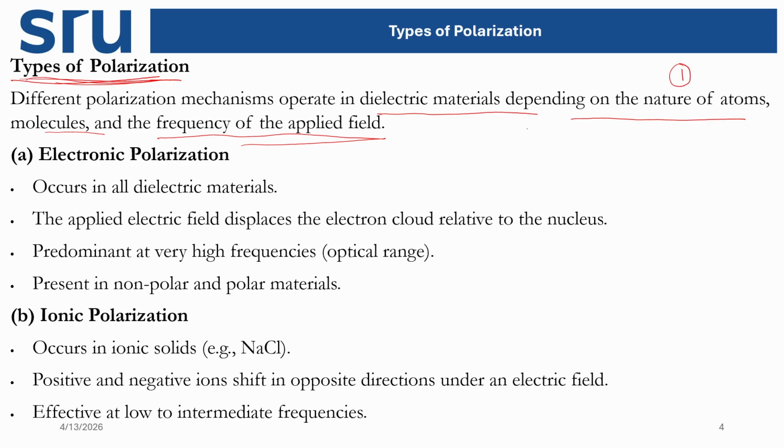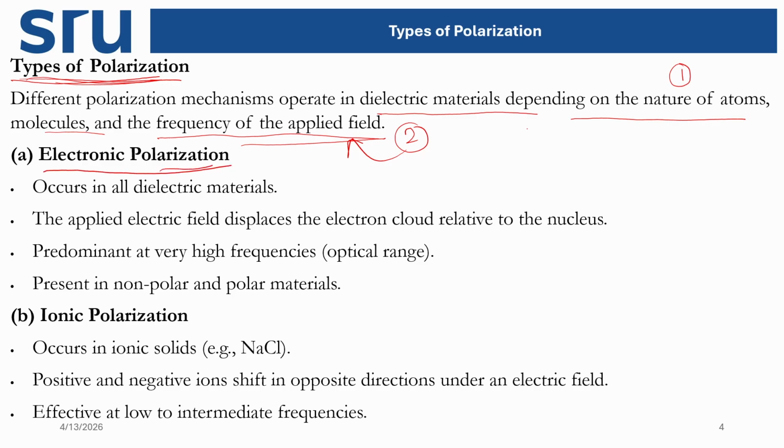One is about the materials: which materials we are going to use, and how the atoms or molecules inside the compounds are arranged, the structure of the materials. This is a property related to the material. Second, outside we apply a field, and the frequency of that applied field matters. So polarization can vary in two ways: which material we choose, and the frequency of the applied field. For example, let's say electronic polarization.